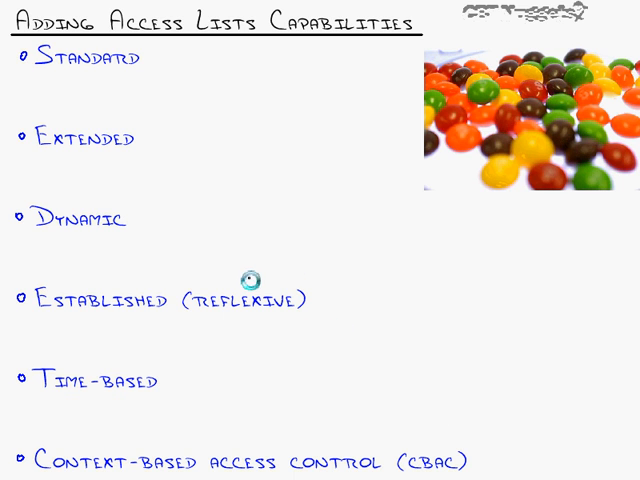Actually, I take it back. We are going to be talking about established access lists, or they're also known as reflexive, which I'll talk about later. We're going to talk about all of that on the next slide. Time-based access lists, we're not going to talk about in here. That's part of the CCNP track.